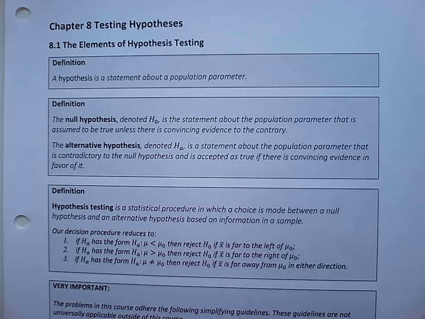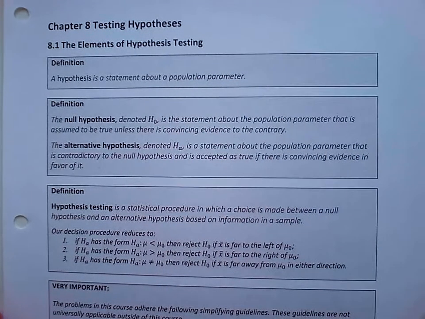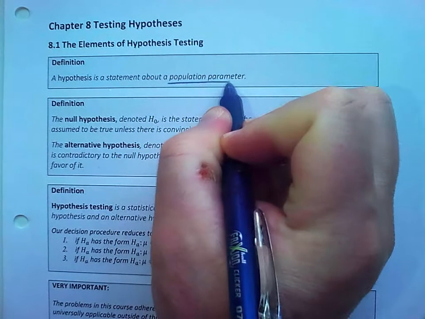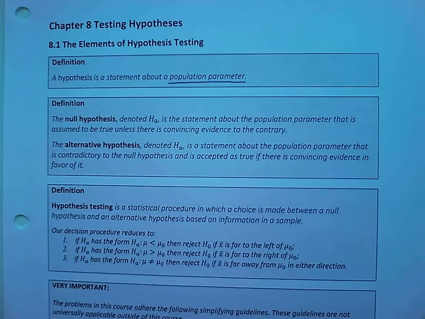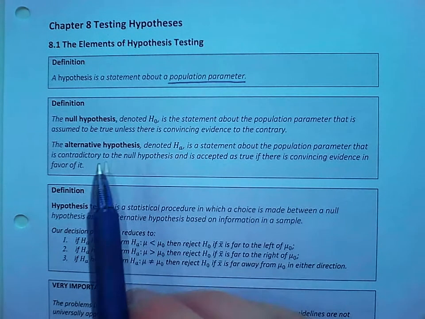First off, what is a hypothesis? So here, these boxes, as I usually have in the notes, are definitions that come straight from the textbook that we're using in this class. A hypothesis is a statement about a population parameter. And this is super, super, super important for you to remember: a hypothesis is always, always, always going to be about a population parameter.